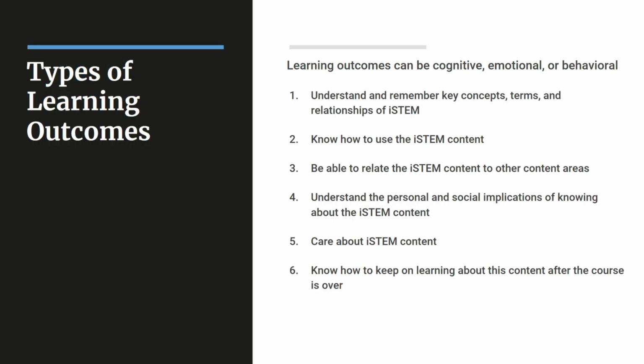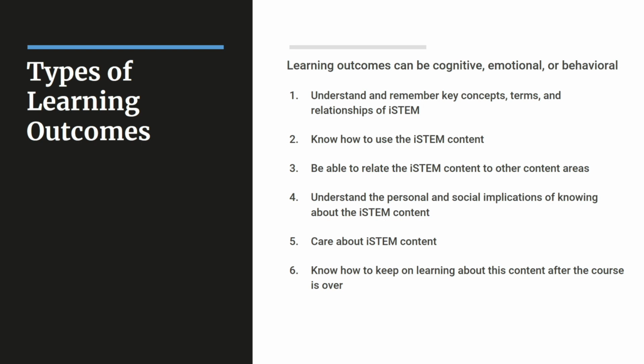So now let's transition to the different types of learning outcomes. Zooming out a little bit from the learning objectives, you can see these can be cognitive, emotional, or behavioral in nature. We've listed 6 different types that you can see. The first one is around understanding and remembering key concepts. So this would be content or cognitive. Another one is to know and use integrated STEM content. So again, this is likely to be on the cognitive side. Perhaps skill related, it could be behavioral.